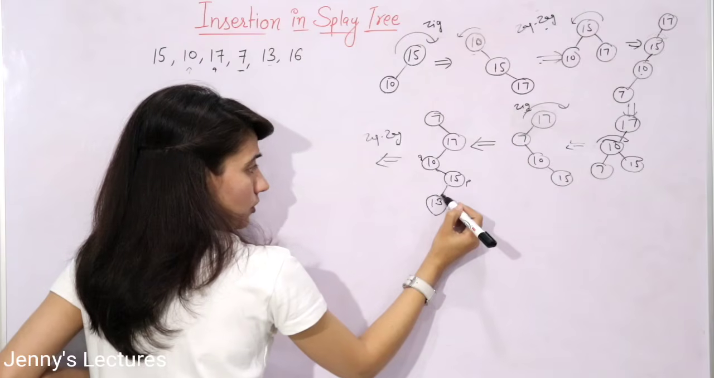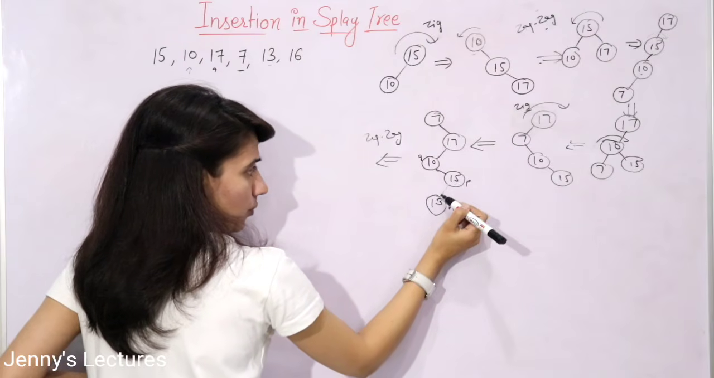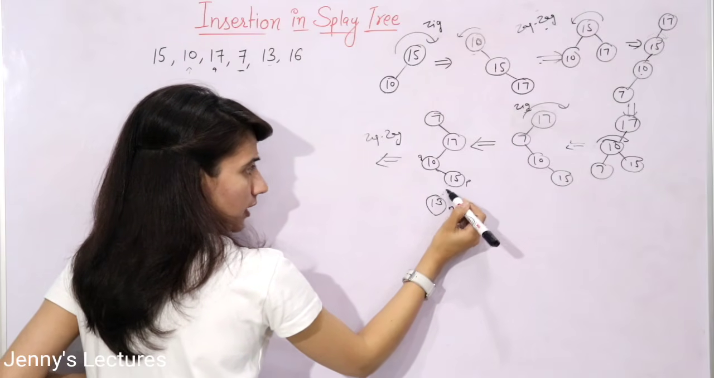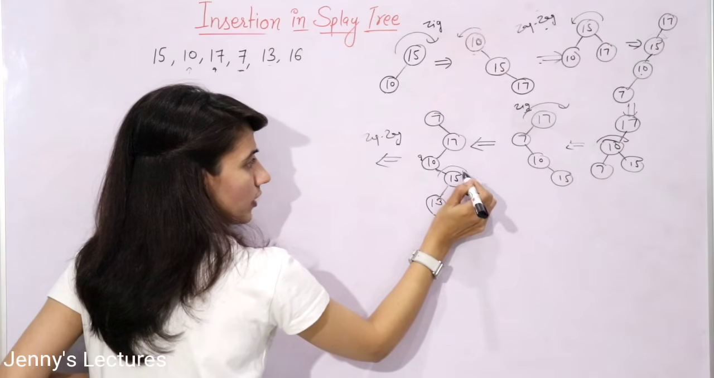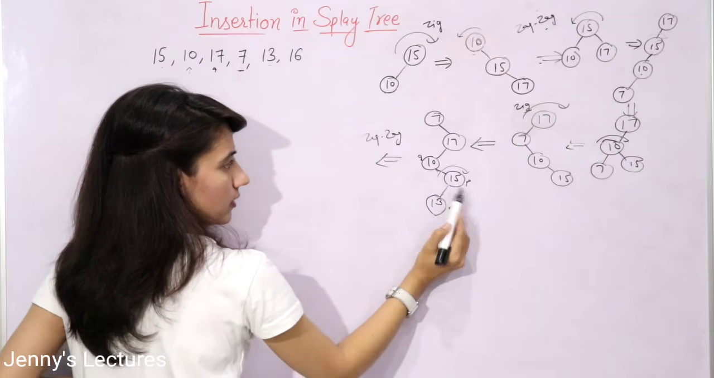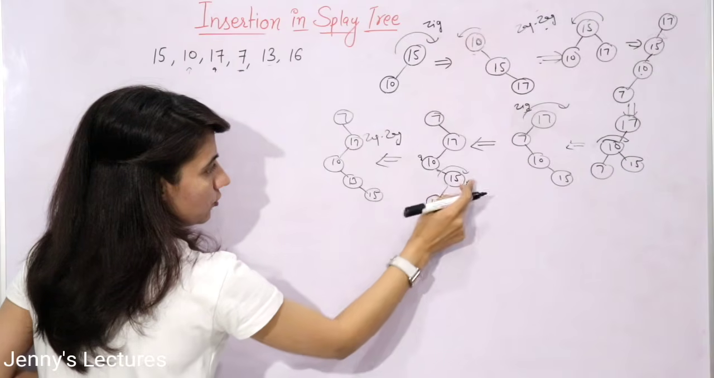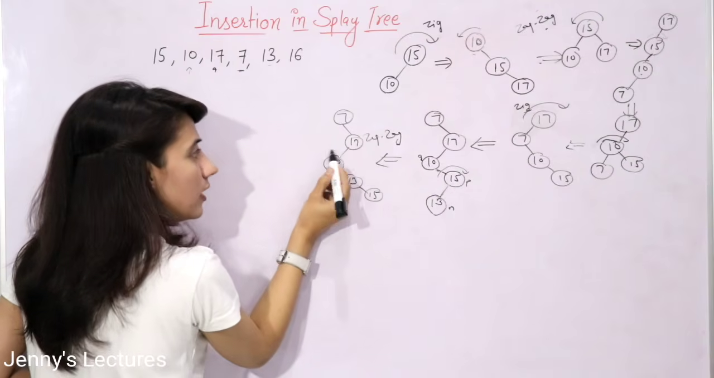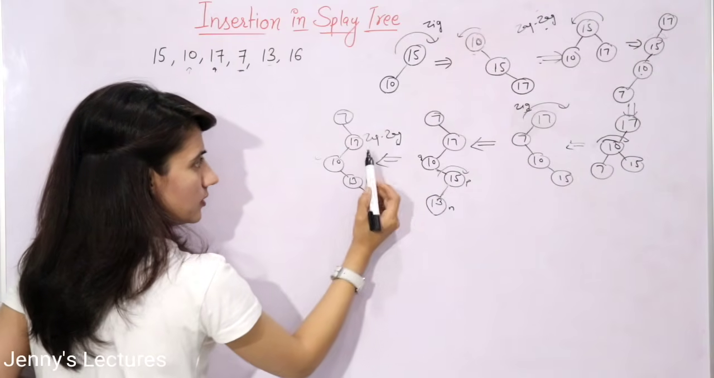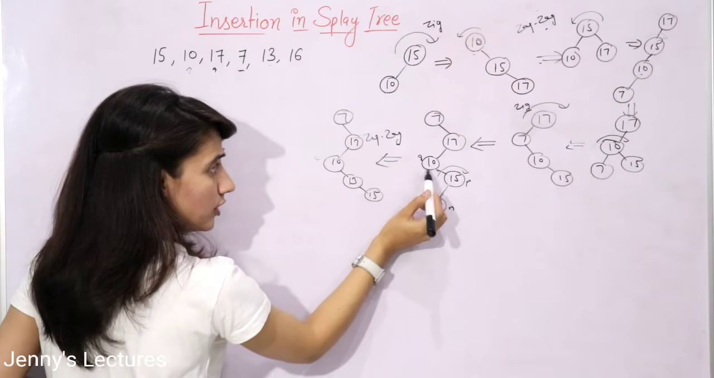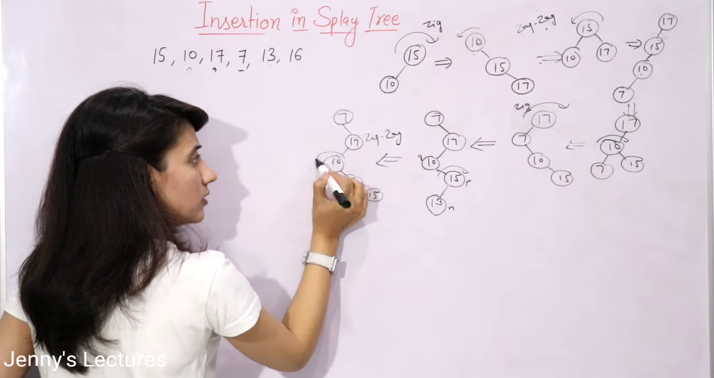Now first of all we'll perform rotation on the parent. This is the left child of the parent, so first of all we will do a right rotation on this parent. Now the tree would be something like this after the first right rotation. Now we will do a left rotation, because it is a zigzag situation: left rotation on the grandparent, on G.